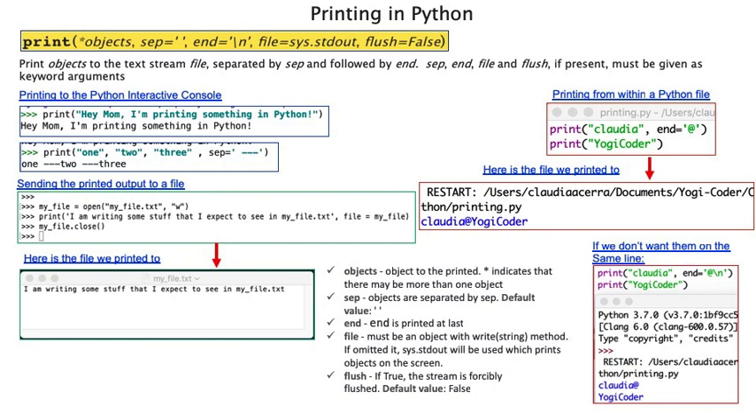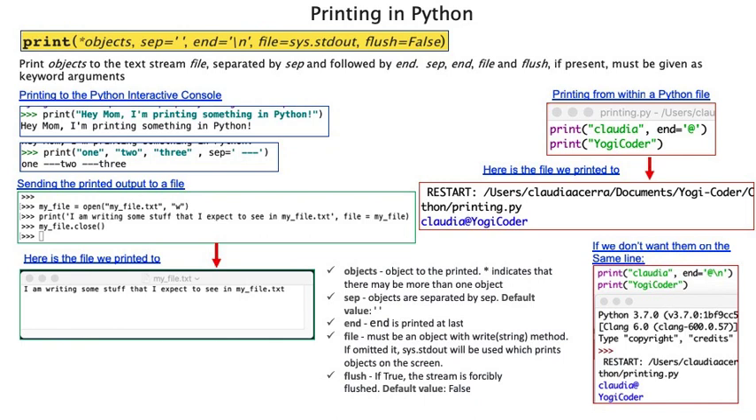Over to the right, printing from within a Python file. Now I'm not using Python Interactive, and I'm not printing to an actual file, but I'm in a Python file that I've created called printing.py. I'm using IDLE, the IDE, to do this. We learned about IDLE back in the beginning of the presentation. So I print Claudia, my name, and then end equals the @ sign, and then I print Yogi Coder. So what you'll see here is it will print Claudia at Yogi Coder.